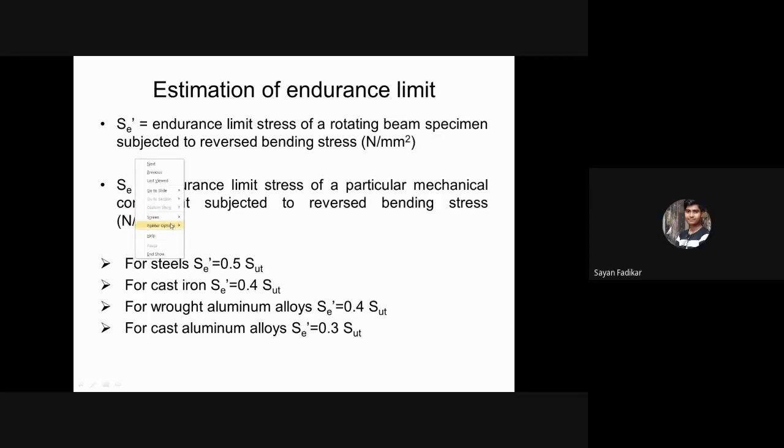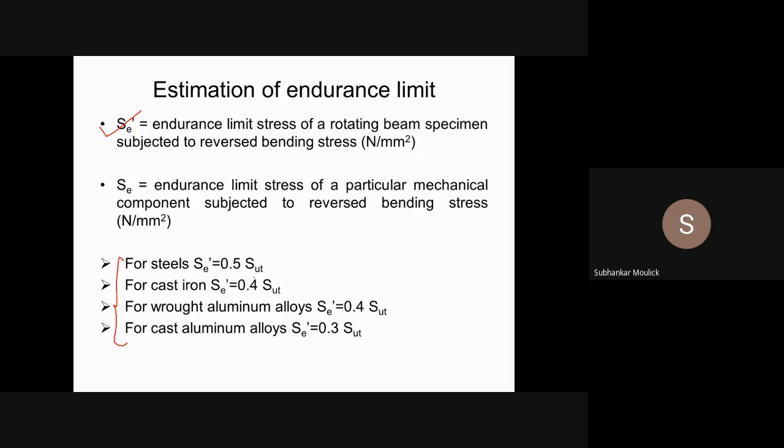Yes, sir. Fine, because for SE dash, if you see that experimental procedure, there is a particular length, dia, fillet radius. For that particular length, dia and fillet radius, you will get SE dash. But in industry, length, dia and fillet radius of any component can be anything. So you cannot use that process. So for that, we have used some empirical relations, and these data are available in the design data book. If you see the data book which I have posted in the Google Classroom, these data are there.